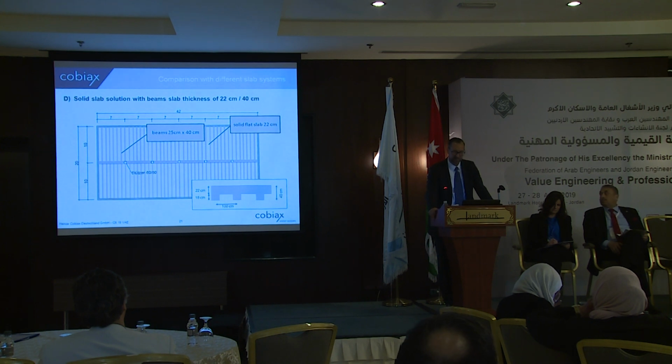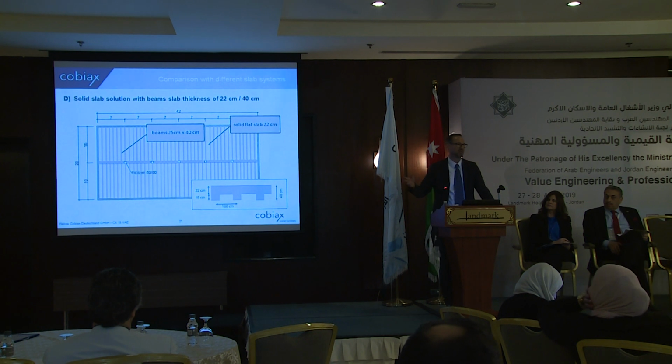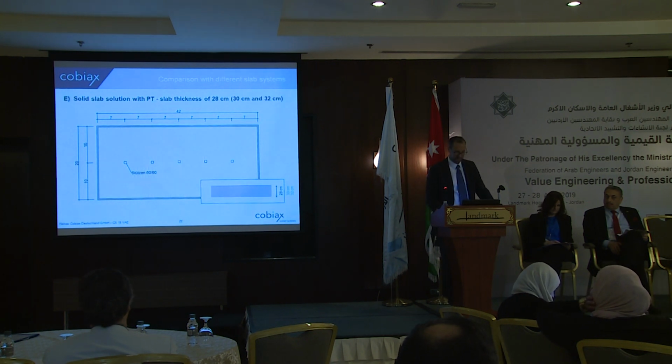The next solution is a solid slab with beams. In this case, you've got a total construction height of 40 centimeters, and the beams are 18 centimeters high, and the slab itself has a thickness of 22 centimeters, and the distance between the beams is 100 centimeters. Also here you will find a lot of different solutions.